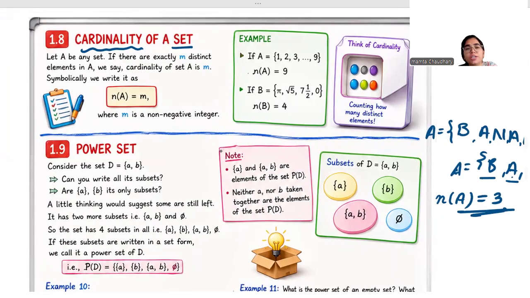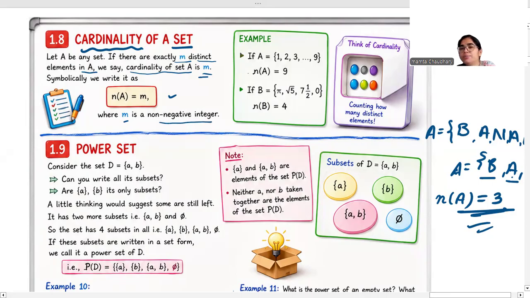Definition says, if there are exactly m distinct elements in A, like B, A, N, then we say that the cardinality of set A is m. And symbolically, how we write? Just now I explained, n of A equals m. Here we have 3, so we wrote n of A equals 3, where m is a non-negative integer.